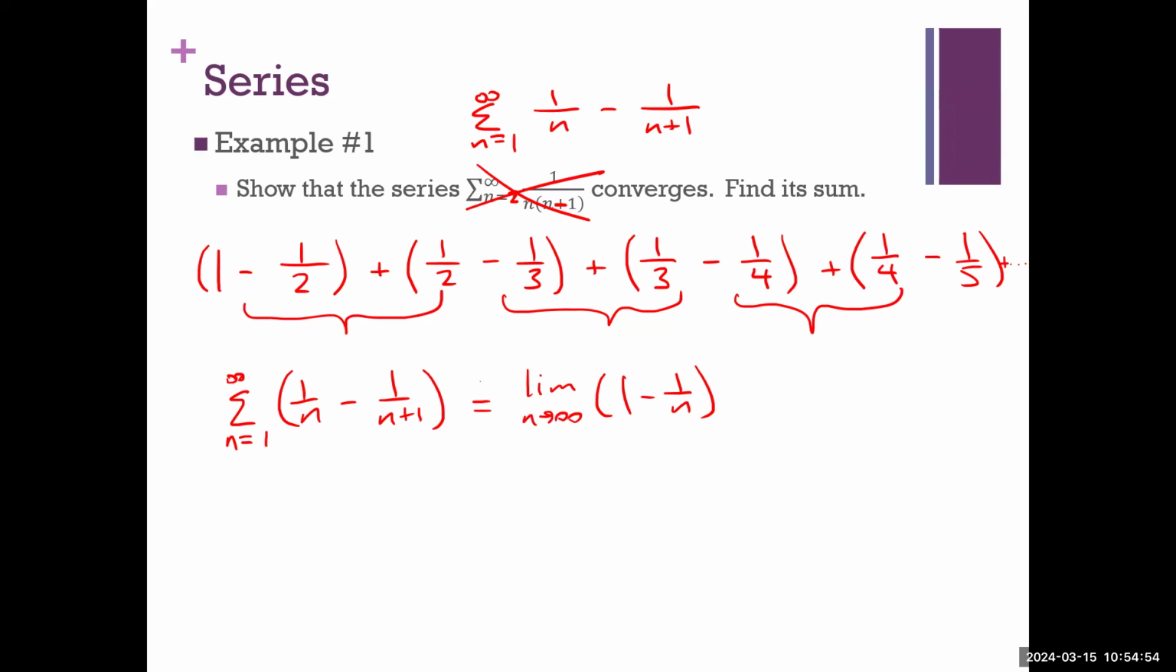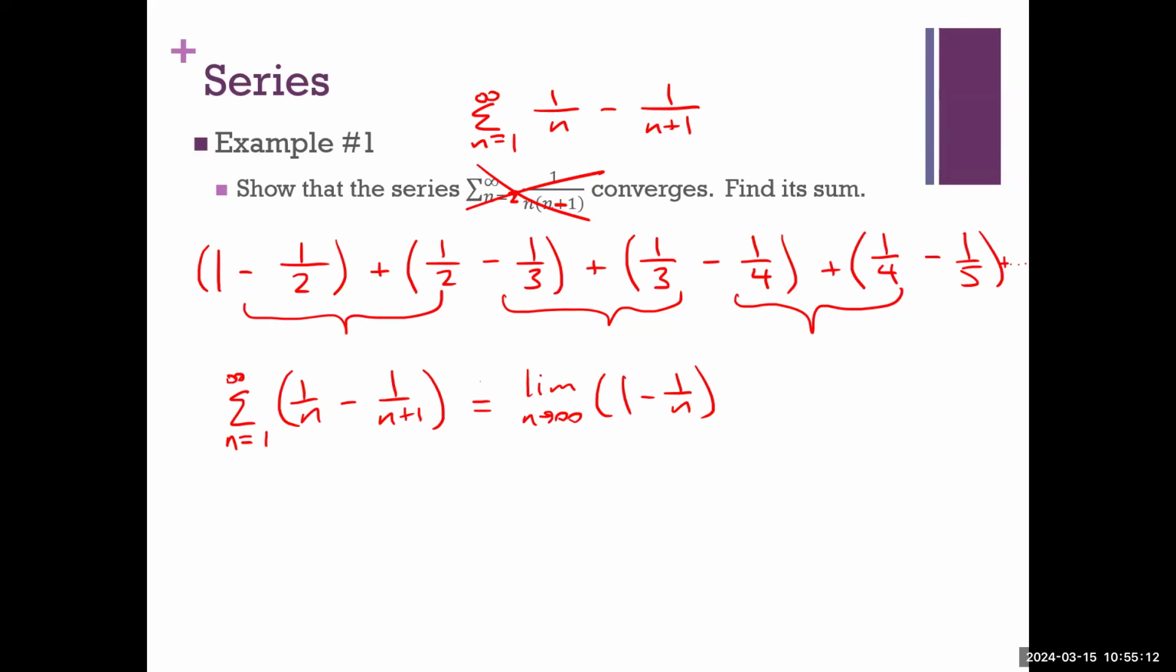So the reason we're saying that is because basically that first term of 1 is never going to get canceled out by anything that comes after it. So the only things that remain are that first term of 1 and the thing we're subtracting, which is basically going to count up with every value of n.